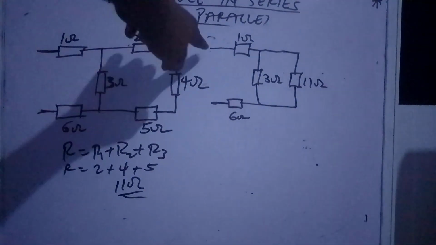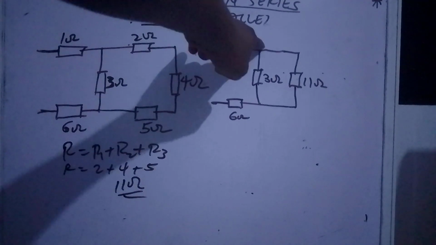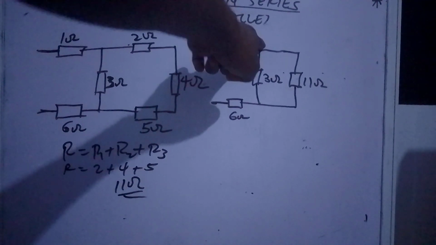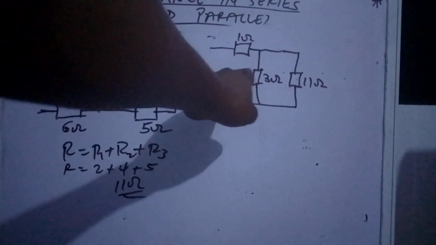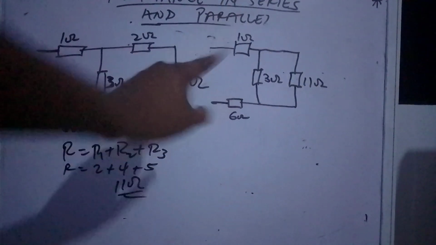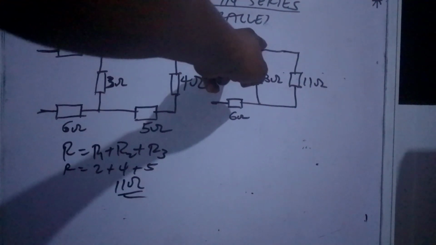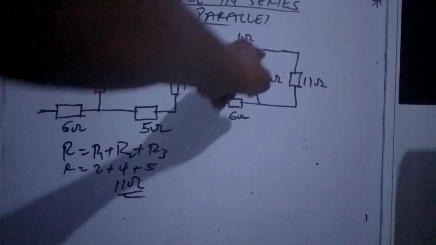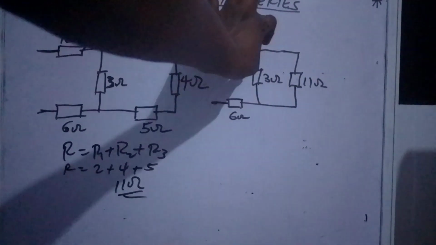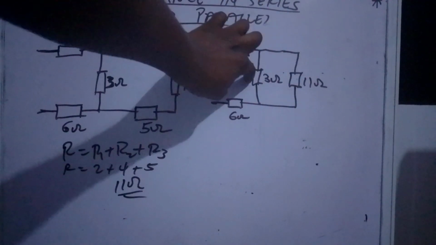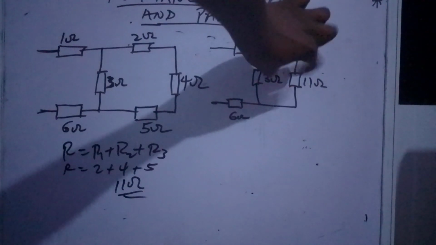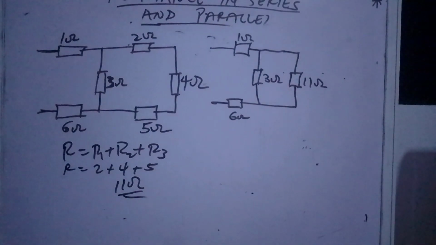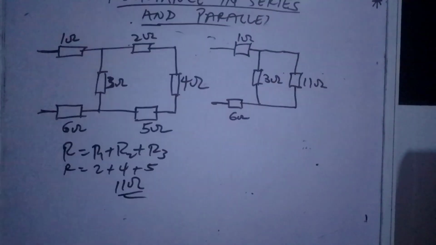So let's start again from here. When the current gets here, the current has to split into this part and the other part through this part. So this 3 ohms and this 11 ohms are parallel to each other. When current is coming from the source and it gets here, it splits, so this one and this one are parallel to each other. Because they are parallel, let's add them together to get the equivalent resistor for this parallel combination.